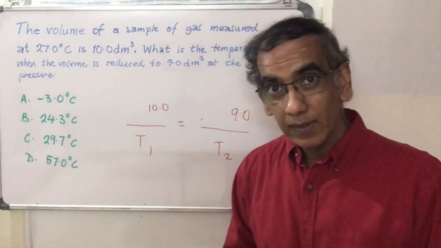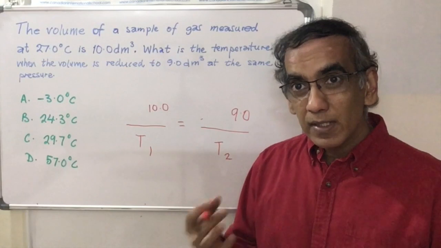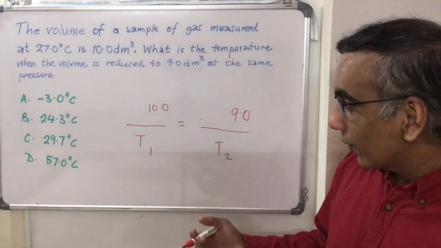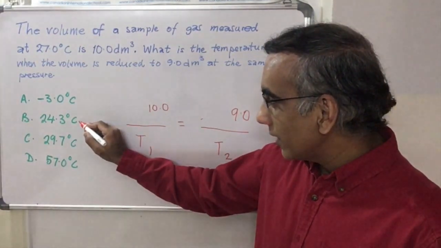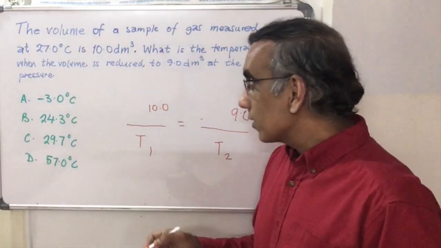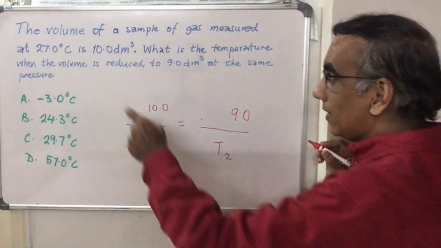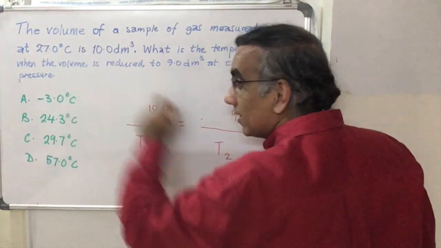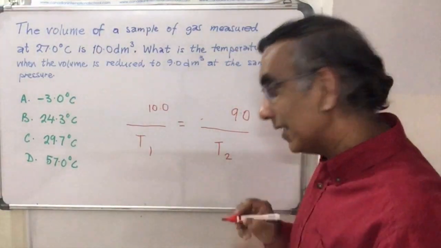Or is it? This is the common mistake that students would make. And then of course they would end up with the answer of 24.3, which is the wrong answer. Because what they fail to realize is that this 27 degrees Celsius needs to be converted to Kelvin.